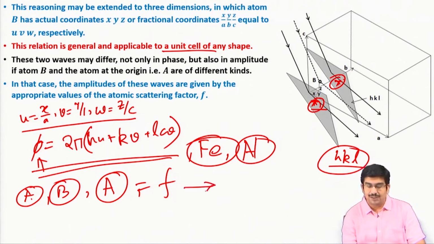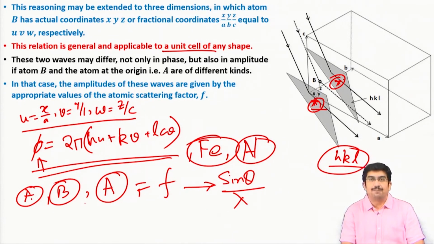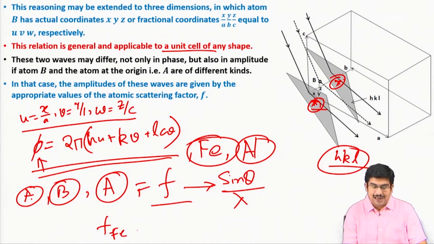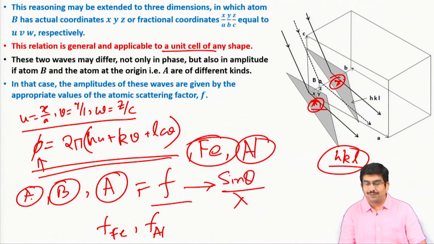Why appropriate values? Because we know the atomic scattering factor depends on sin theta by lambda. So an appropriate value of the atomic scattering factor will define the amplitude of these two waves. Not only the phase difference, we also have to consider their amplitude, and that amplitude is given by the atomic scattering factor. So if it is composed of iron and aluminum, then these two X-rays will contain two different waves, one with amplitude F_Fe and another with F_Al, with a phase difference of phi between them. Okay.